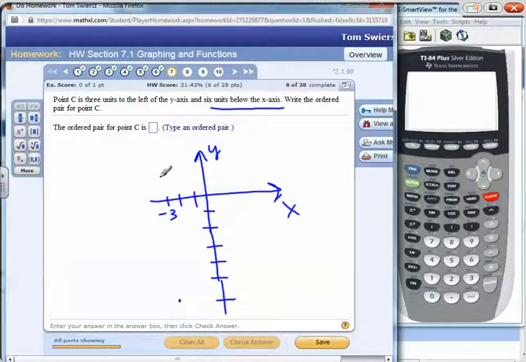So again, to the left is the horizontal change, the x would be -3. The vertical change is what? 6 units below, so it would be a negative number. So the coordinates would be -3, -6. First, the x is how far over to the left, so -3, and down 6 would be a -6.